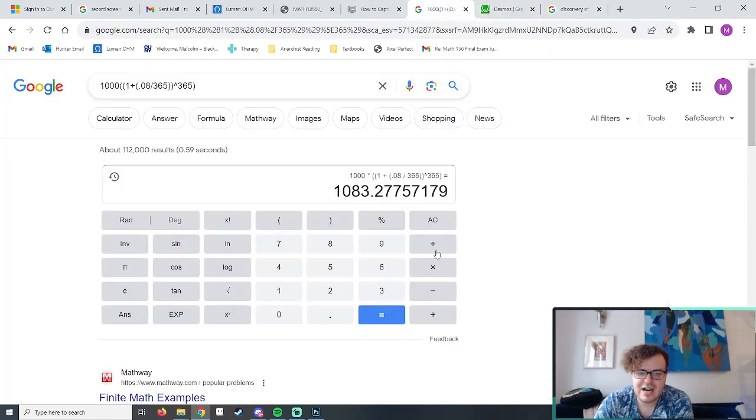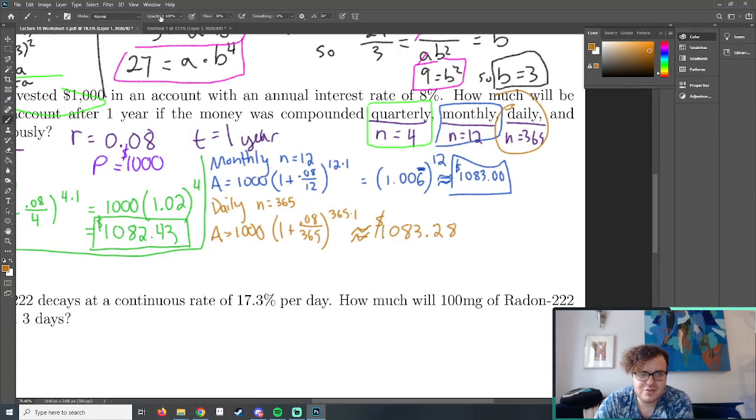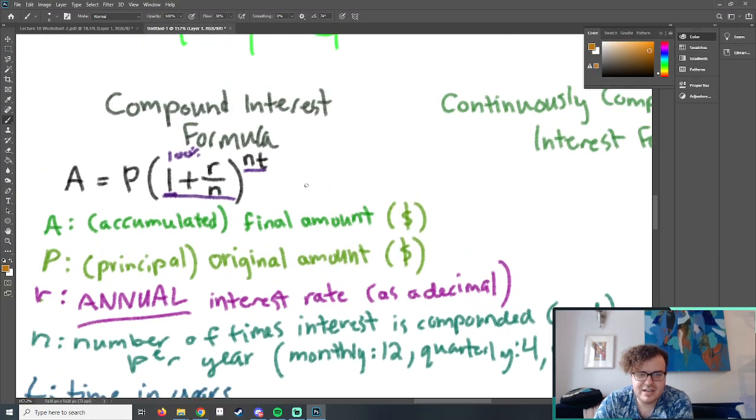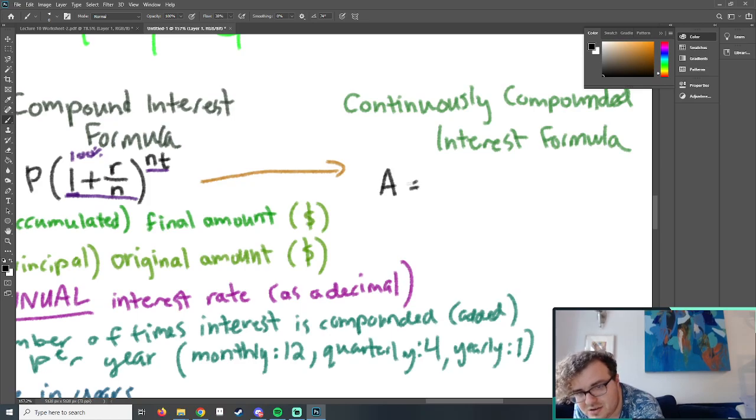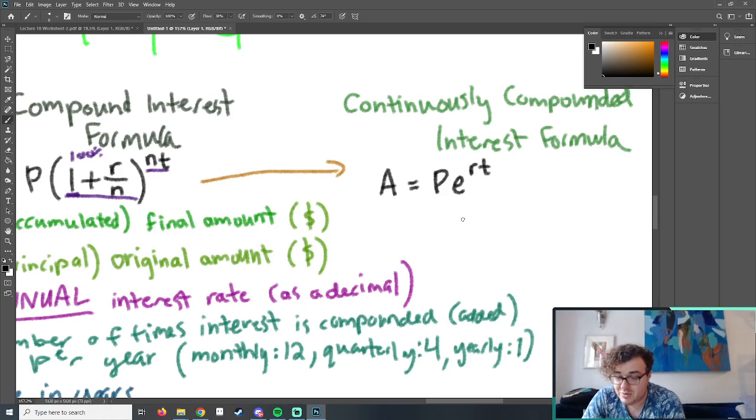Now, going back to our actual work, that gives us a new formula. Essentially, the limit of this as n approaches infinity gives us a new, slightly different formula, and you should pay close attention to how it's different. It's not just that there's an e in it. Some other things get moved around. So our new formula is A equals the principal still times e to the rate times the time. Notice that n is nowhere to be found anymore because n is not a relevant thing to continuously compounded interest.